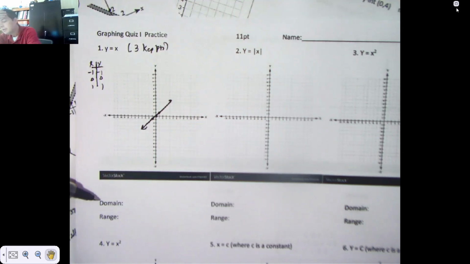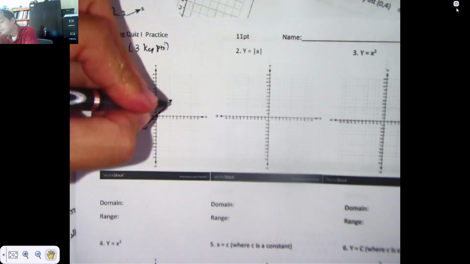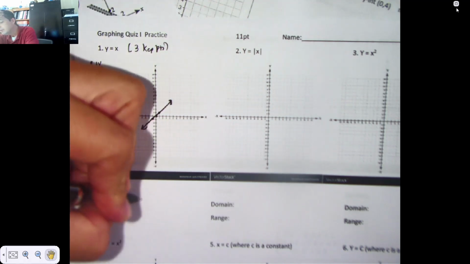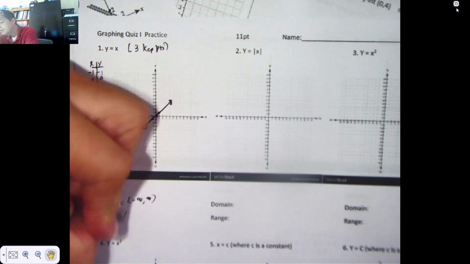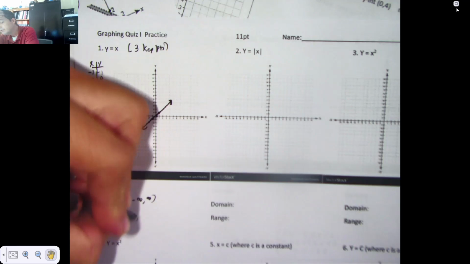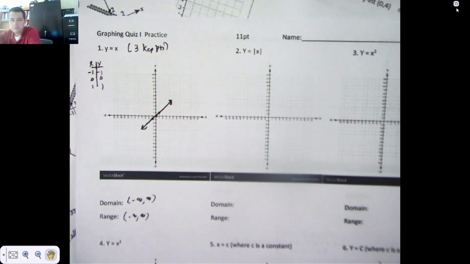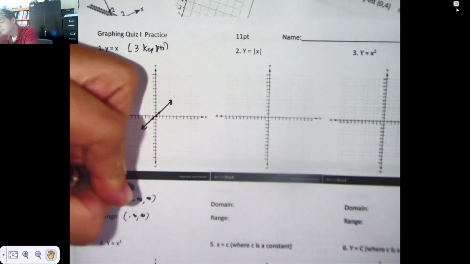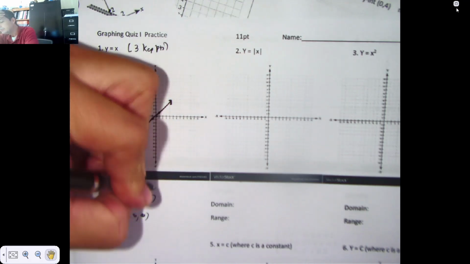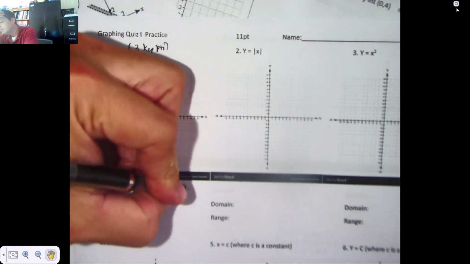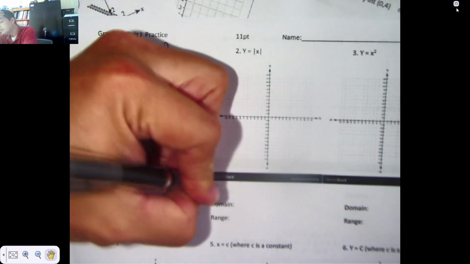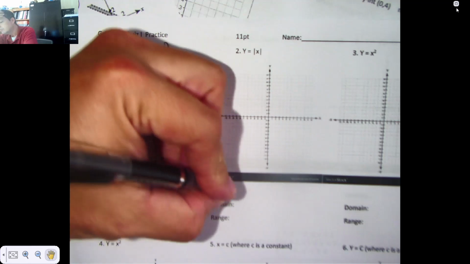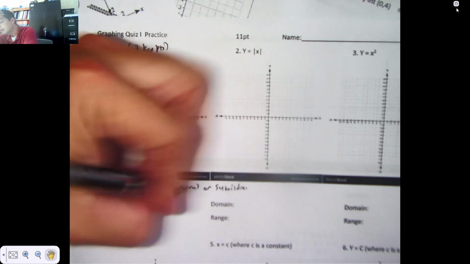Down beneath that, it talks about its domain and range. Those are important. Domain is negative infinity to positive infinity. Range is negative infinity to positive infinity. And I don't have to reference which notation you use, but you need either interval or set builder, not a mixture.